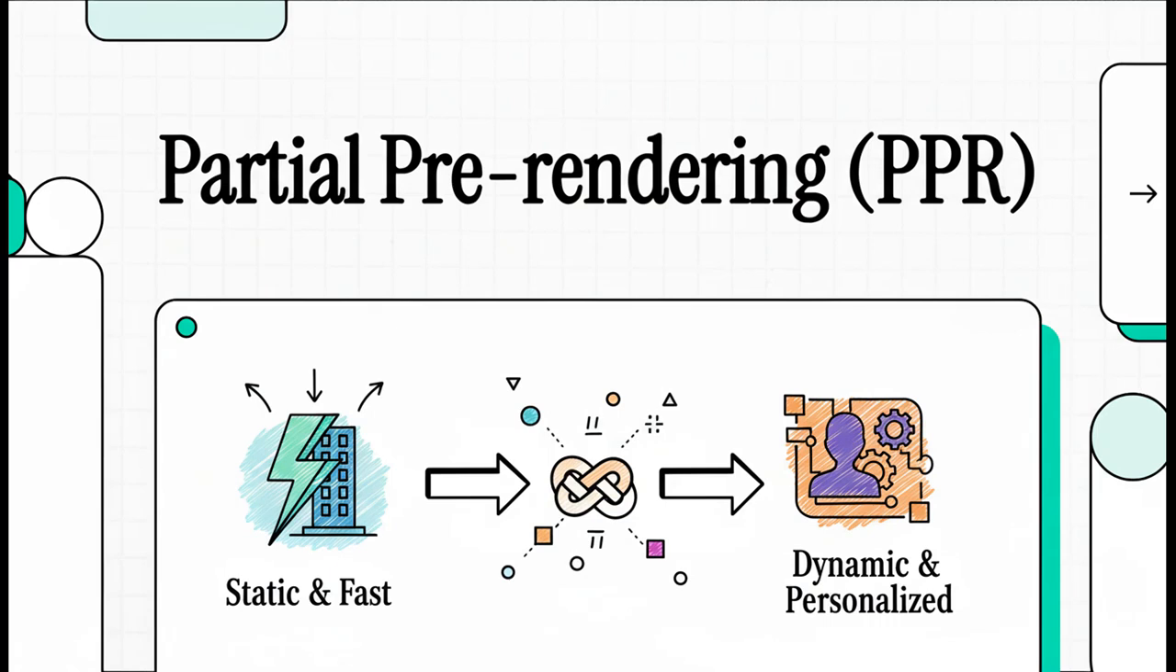You know, for as long as I can remember, web developers have been stuck between a rock and a hard place. You either build a website that's super fast but totally static, or you build one that's dynamic and personalized but kind of slow. It's always been this all-or-nothing choice. But what if I told you that entire dilemma might be coming to an end? Today, we're diving into a really cool concept that promises to change the game: partial pre-rendering.